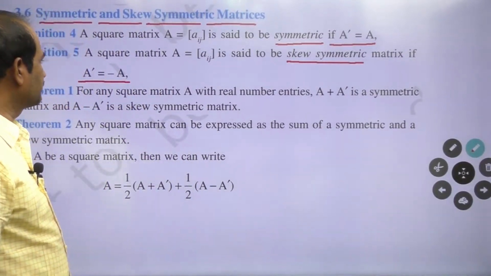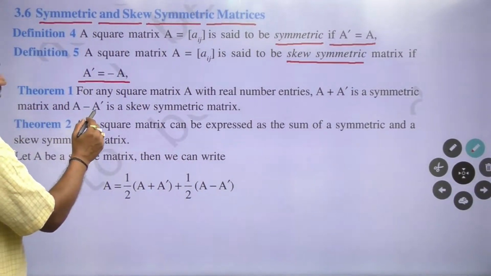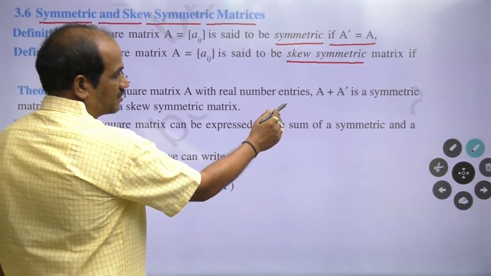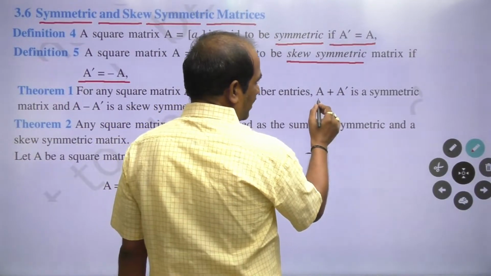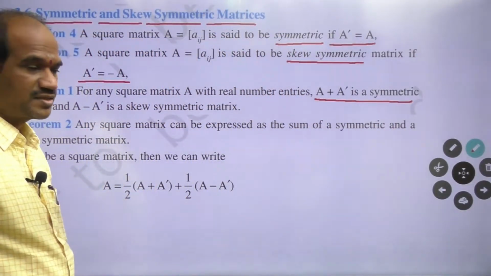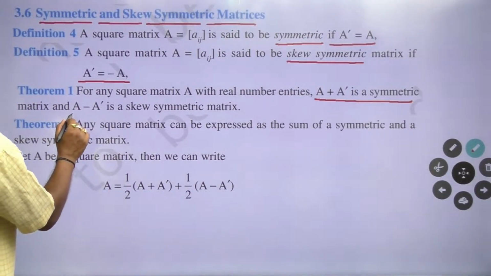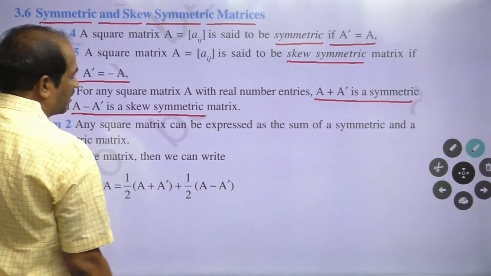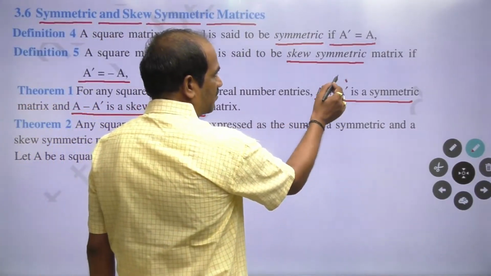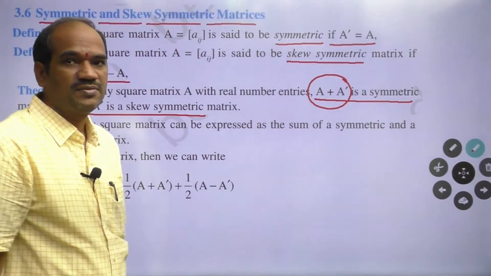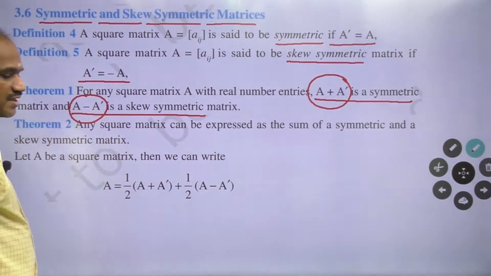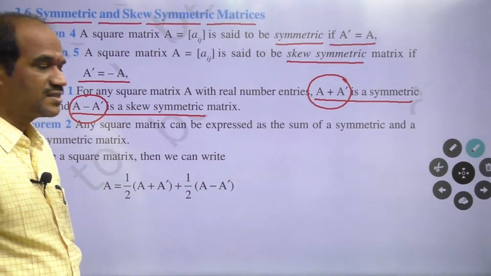Next, see the result here. For any square matrix A with real number entries, A plus A dash is a symmetric matrix, and A minus A dash is a skew symmetric matrix. A plus A dash is a symmetric matrix. Next, A minus A dash is a skew symmetric matrix.